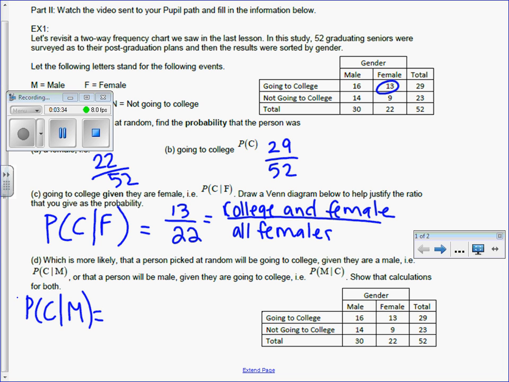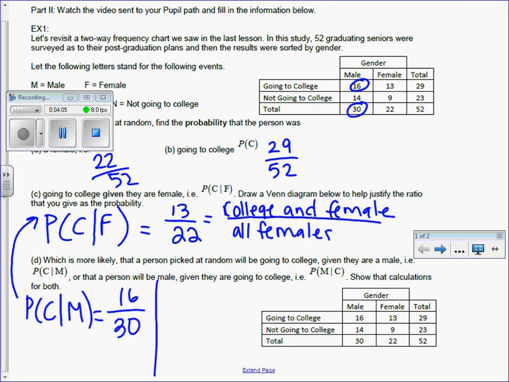Okay, if we relate this to the last problem we did, well on the top we did if they are going to college and a male. So going to college and a male would be 16. And then on the bottom for part C, we did just all the females because it said given that they're female. So on the bottom here it says given that they're male. So then we would do out of all the males. And all the males would be 30.